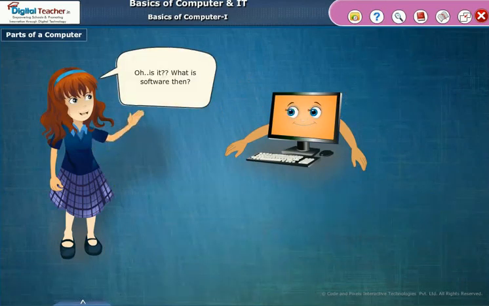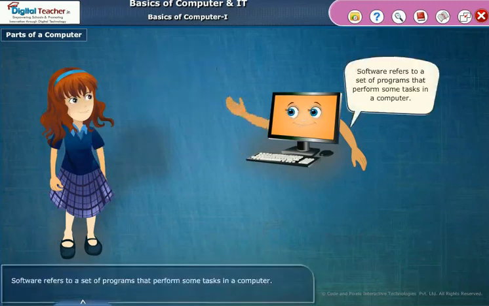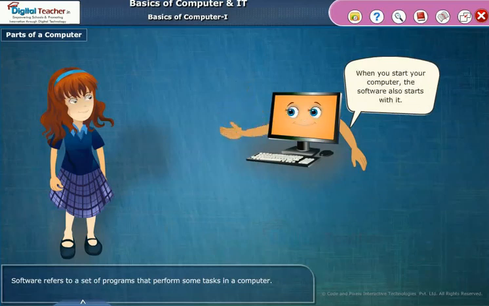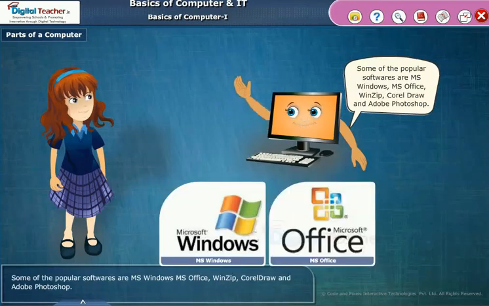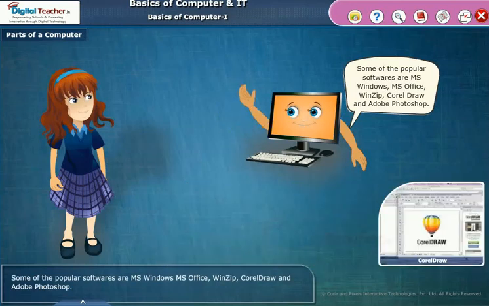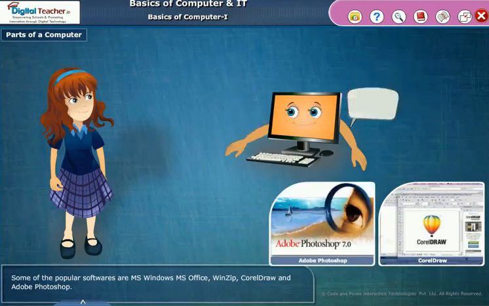Oh, is it? What is software then? Software refers to a set of programs that perform some tasks in a computer. When you start your computer, the software also starts with it. Some of the popular softwares are MS Windows, MS Office, WinZip, CorelDRAW and Adobe Photoshop.